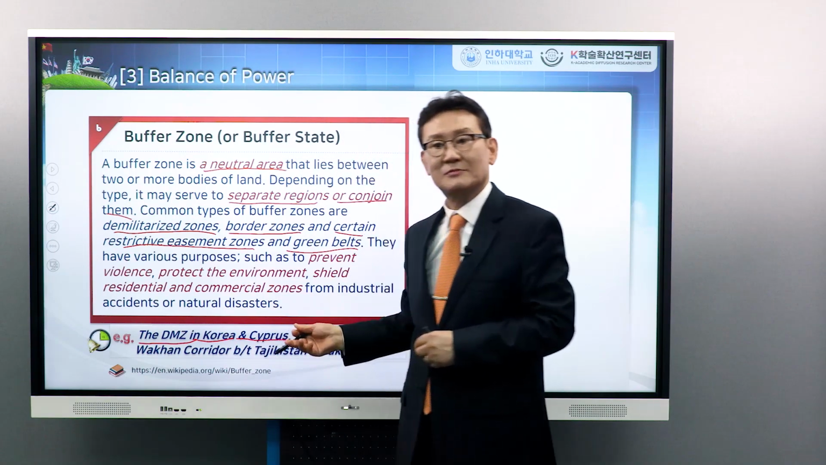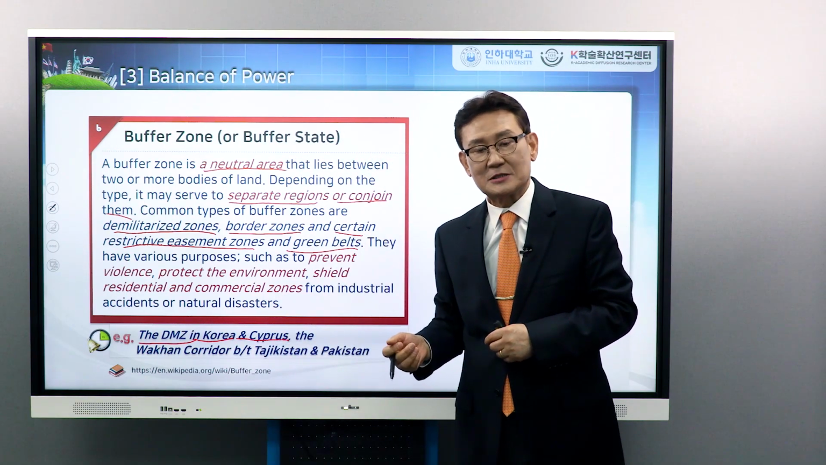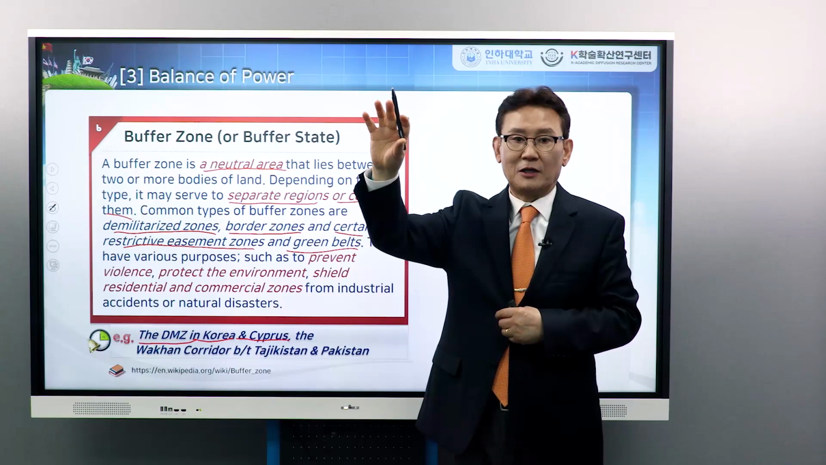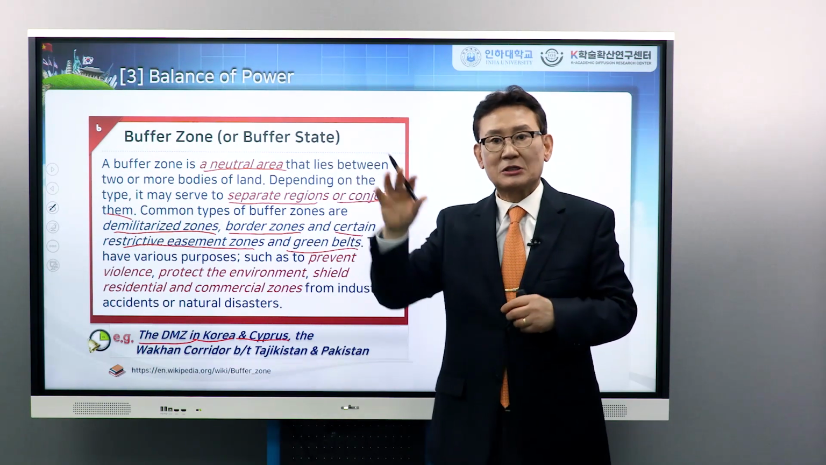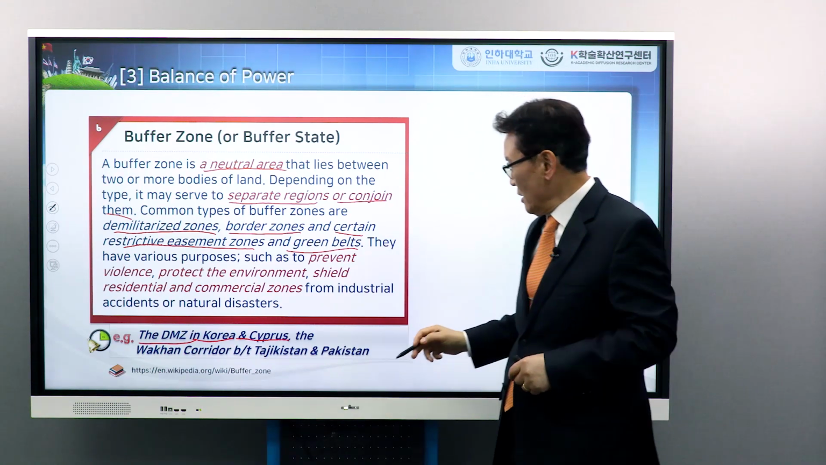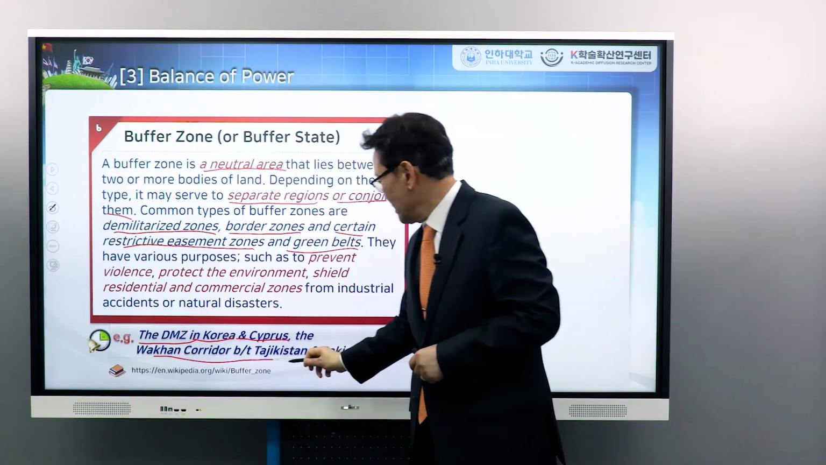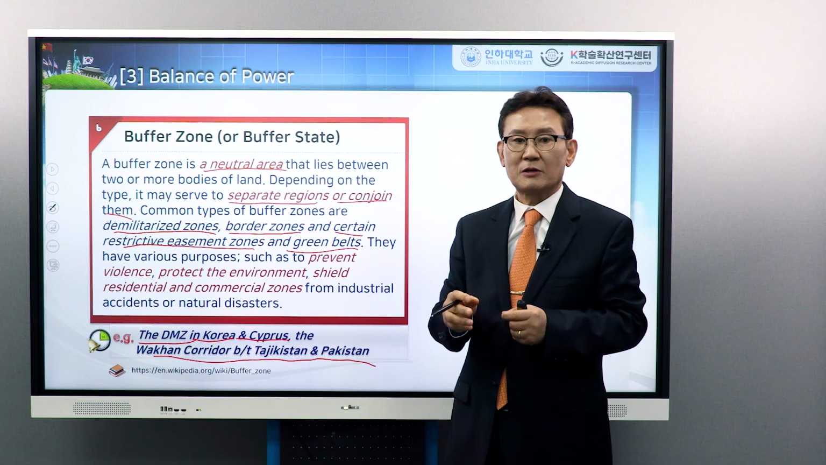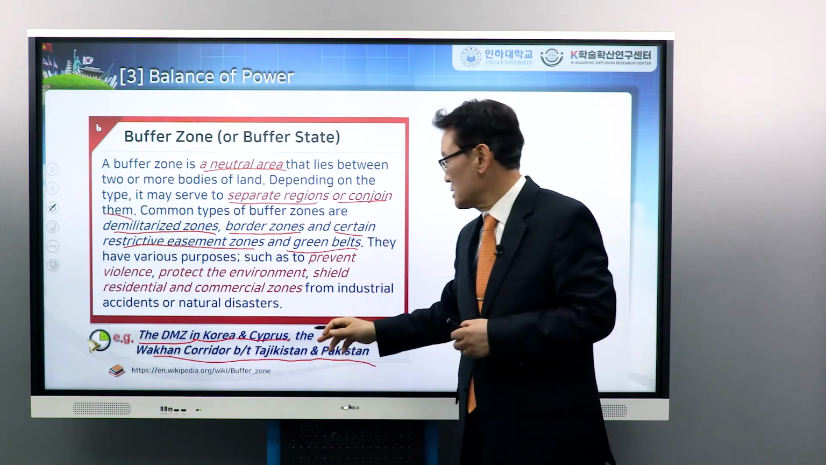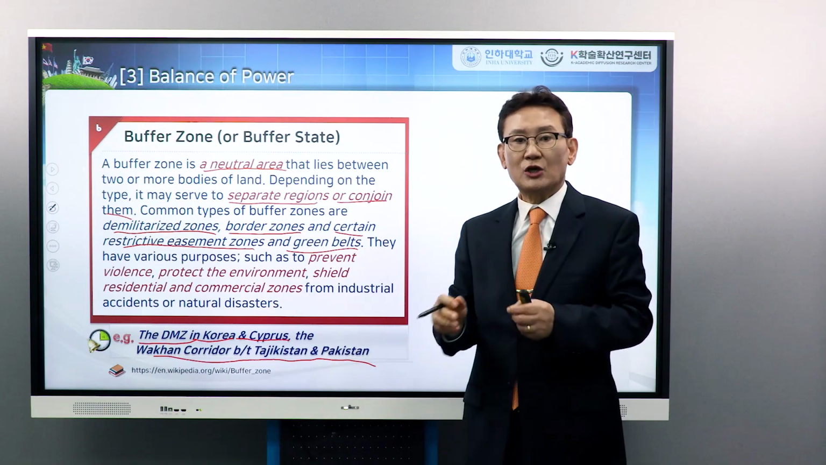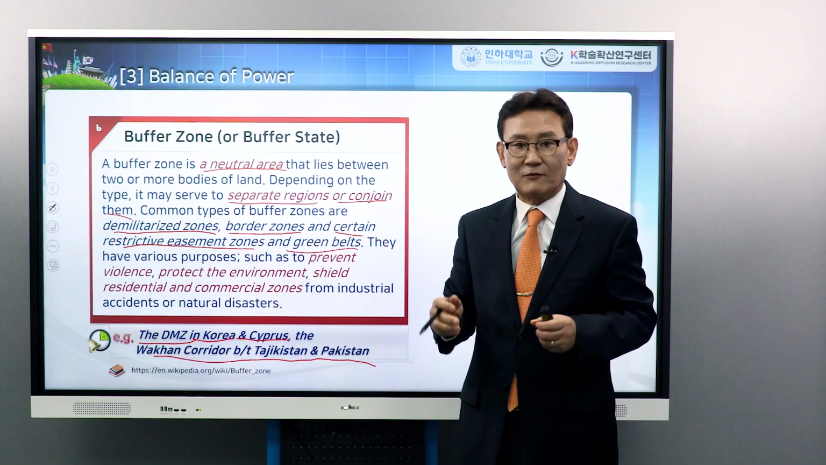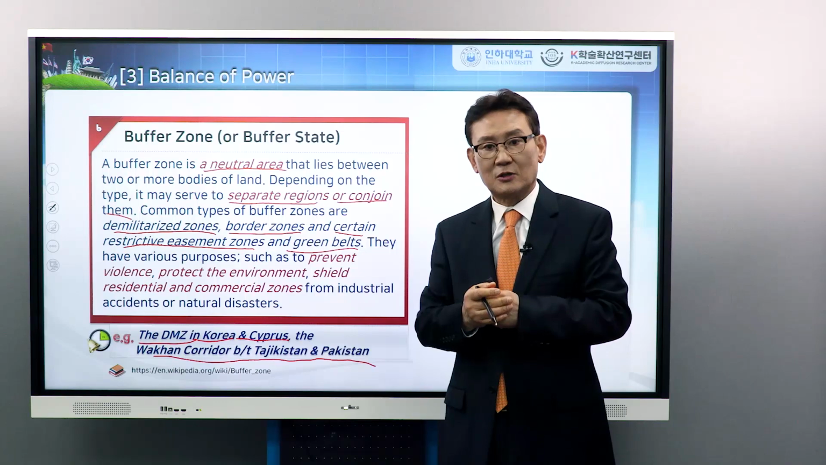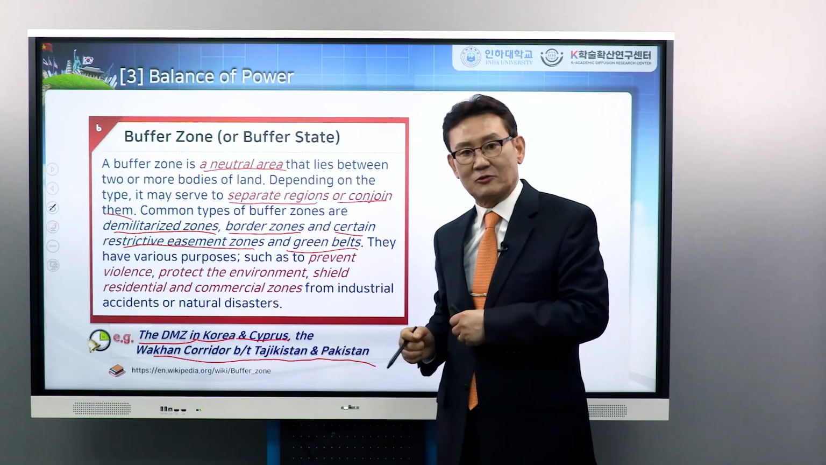Also in Cyprus. Have you seen it on the map of Cyprus? There's a DMZ in Cyprus between the two areas, one influenced by Turkey, the other by Greece. And currently there is the Wakhan corridor between Tajikistan and Pakistan. These are buffer zones in Korea, in Cyprus, and between Tajikistan and Pakistan, in order to prevent close contact and conflicts. Also, during World War I and World War II, Poland was a buffer zone between Germany and the Soviet Union.